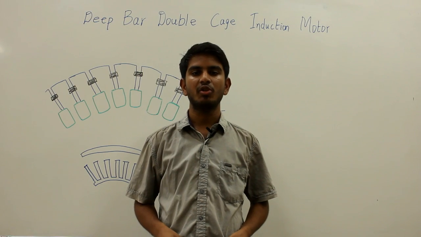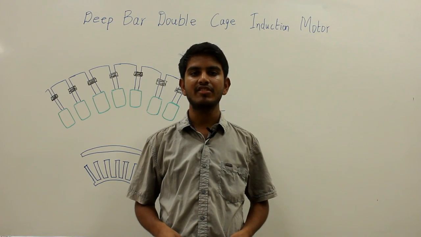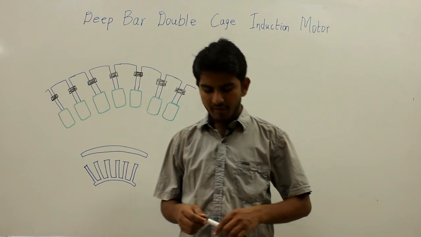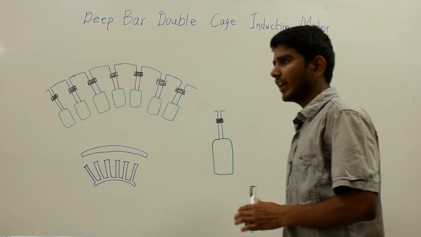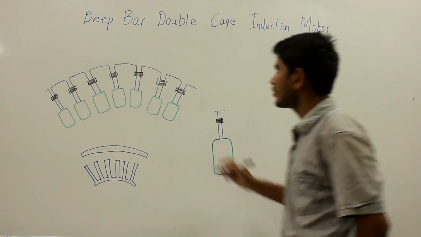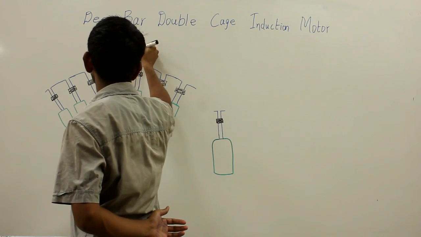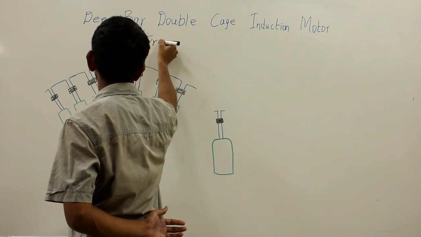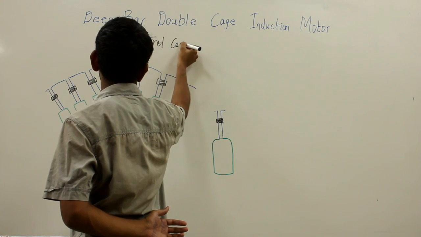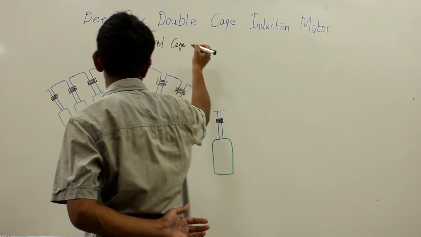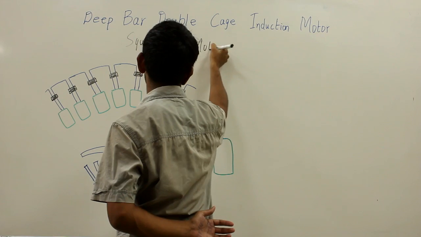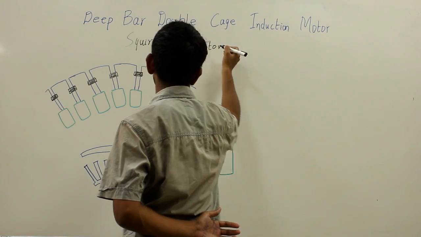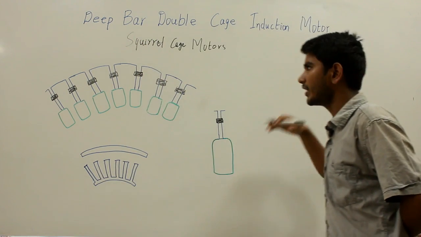Hello friends, in this video let us discuss the deep bar double cage induction motor. Whenever we refer to induction motors, 90 to 95% of industries employ squirrel cage motors. A question arises in our mind: why do industries employ only squirrel cage motors, but not slip ring induction motors?